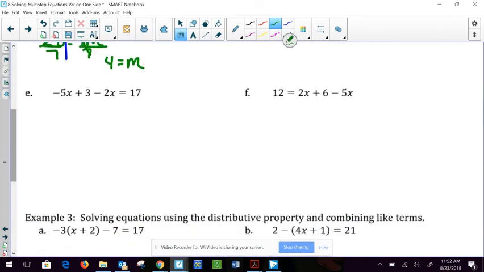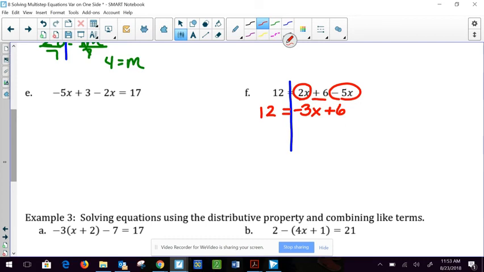If I look at letter F, again, I am going to draw a line through my equal sign and look at the different sides. I have a 2x here and a negative 5x. If I have 2 x's and I'm subtracting 5 x's from it, what is 2 minus 5? Well, 2 minus 5 is a negative 3x, and then a plus 6 in the middle, so plus 6. That all is equal to that 12.